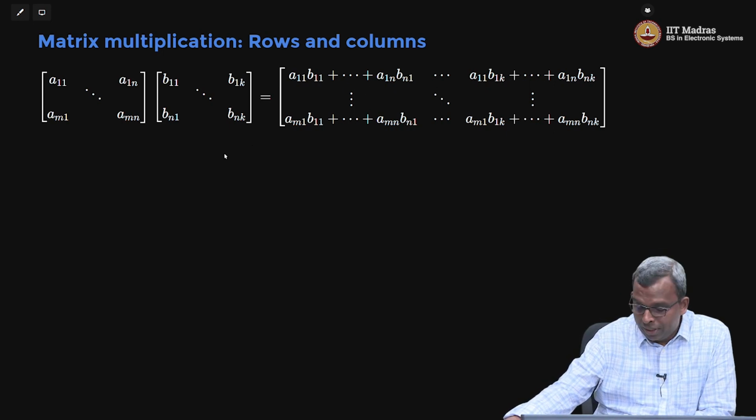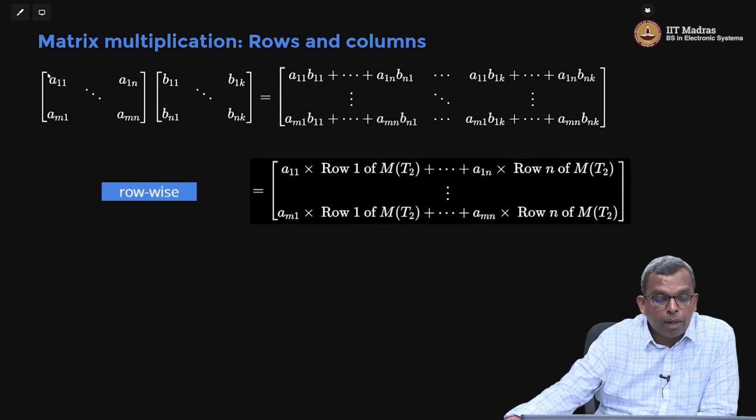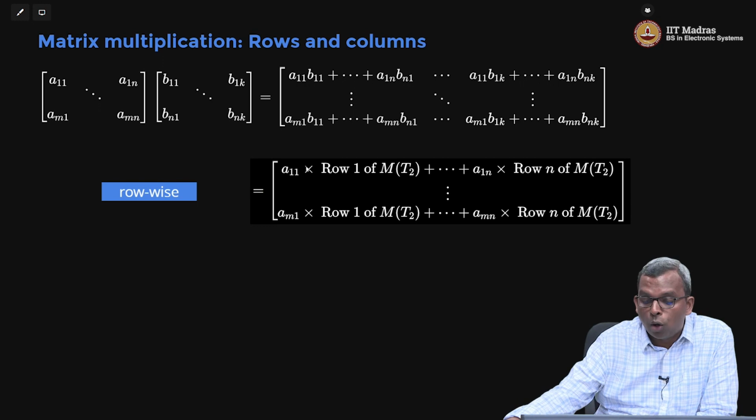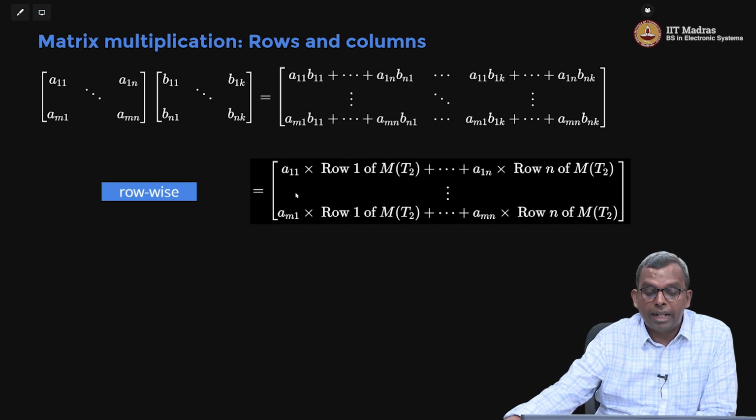Okay. Another way to do it is to do row by row. This is row wise. So you take A11, multiply by the first row here. Then plus A12, multiply the second row. So on till A1n, multiply the last row. Okay. And then add all those row vectors together, you get the first row of the product. Okay. So you can multiply and compute like this for the entire first row.